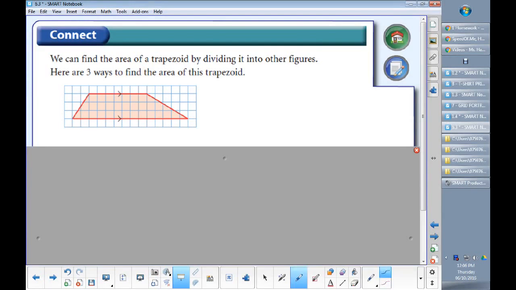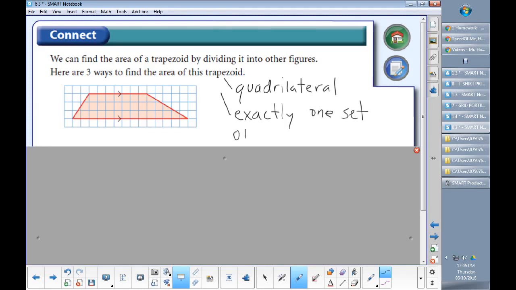It is a quadrilateral. So a trapezoid is a quadrilateral, a four-sided figure. Watch the spelling of that. And it has exactly one set of parallel sides. And usually, if not always, it'll be indicated by two arrows going in one direction. That tells you that those two lines are parallel. So that's our one pair of parallel sides.